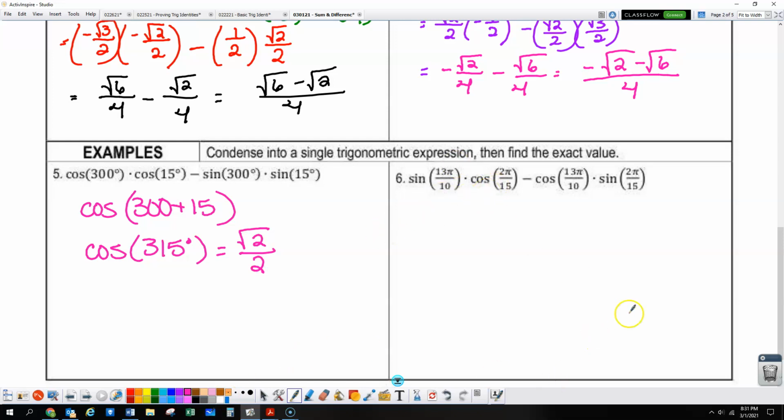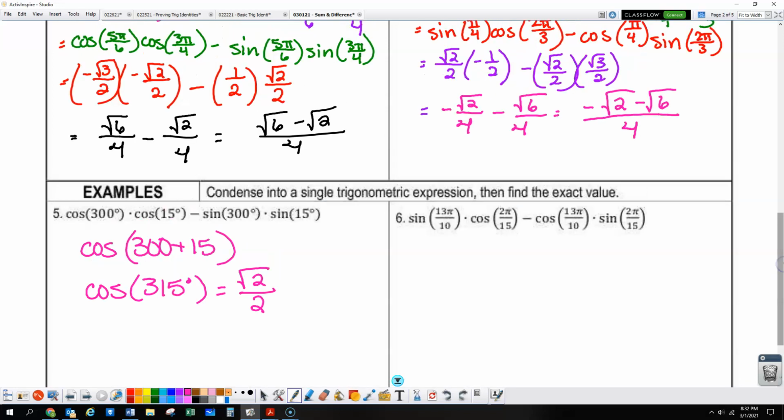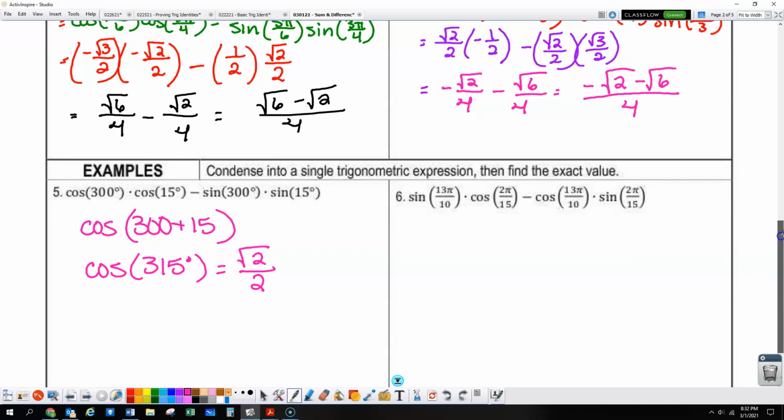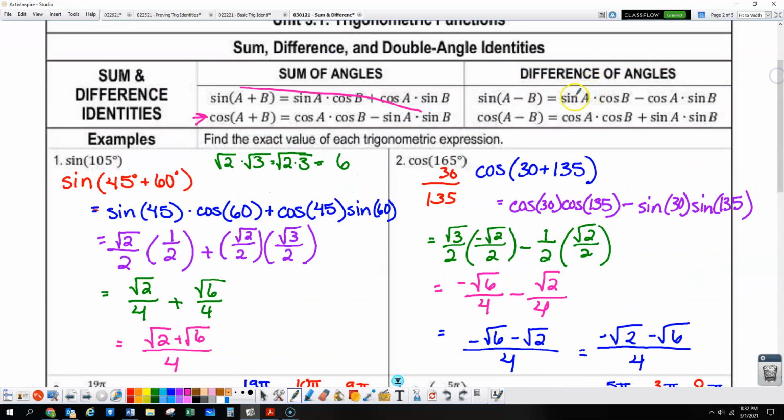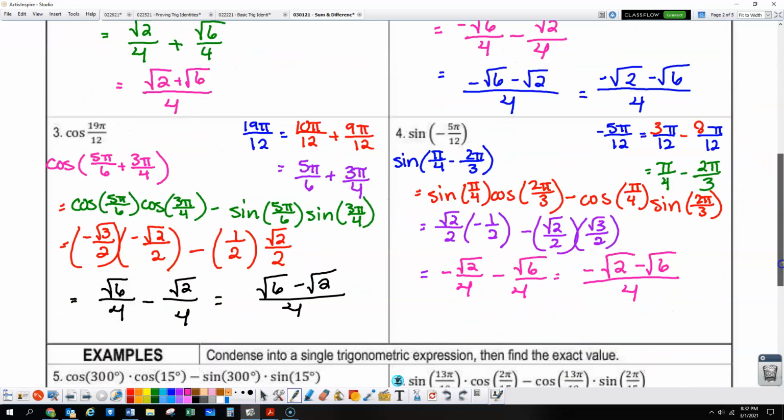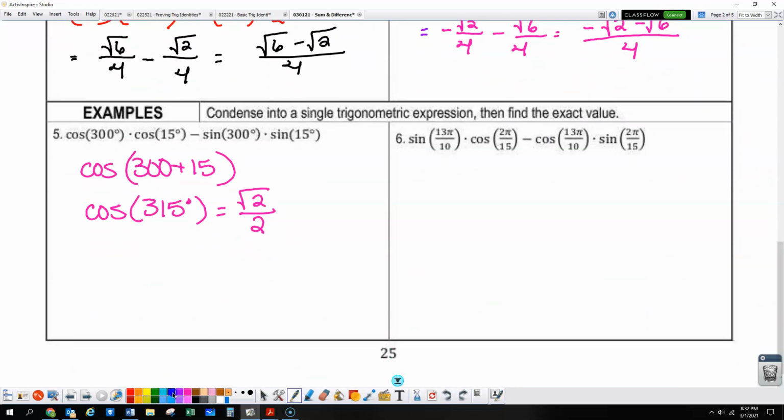All right, try number 6. So I have sine, cosine minus cosine, sine. Sine, cosine minus cosine, sine. So we're using a difference of sines. So here, this would be sine of 13 pi over 10 minus 2 pi over 15, right? Well, we do want to find a common denominator so we can combine these.